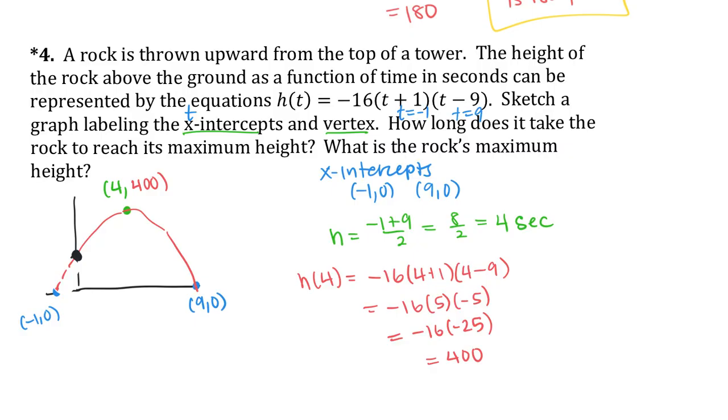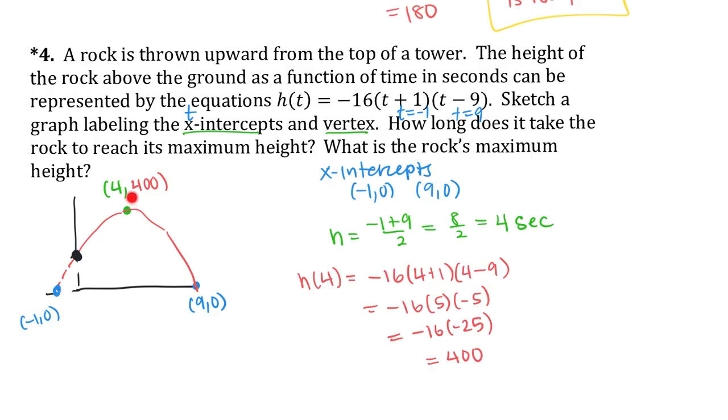I'm dashing it because it doesn't technically launch at negative 1, because time being negative 1 doesn't make sense. It has to start at time 0. So it launches and it goes this way. If you include this, it's fine. It doesn't bother because it said to label it on the graph. The height of the rock is modeled by this. Sketch a graph labeling the x-intercepts and the vertex.